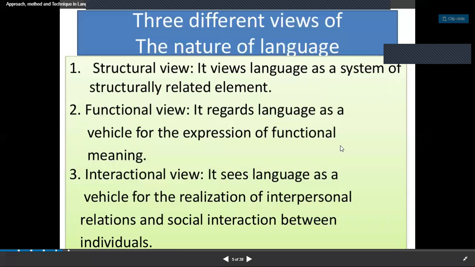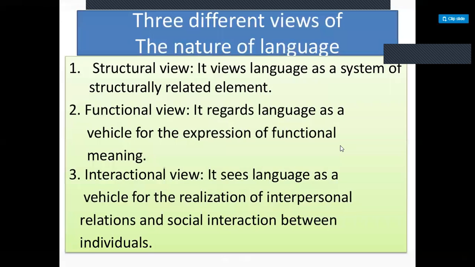Okay. Then we have the functional view of the language. So it's the way in which we use language for expressing meaning, right? As we see right here, a vehicle for the expression of functional meaning. And the last one is the interaction. You know the structure and the way that structure has been designed for. So we're going to see, for example, how the language has an interpersonal relation, a social interaction between individuals.